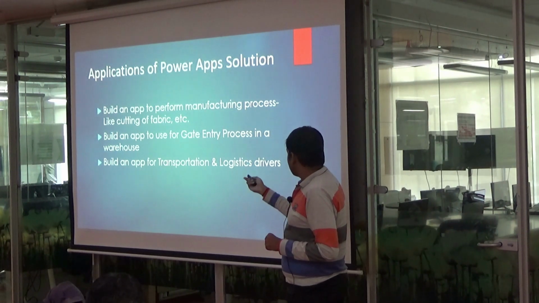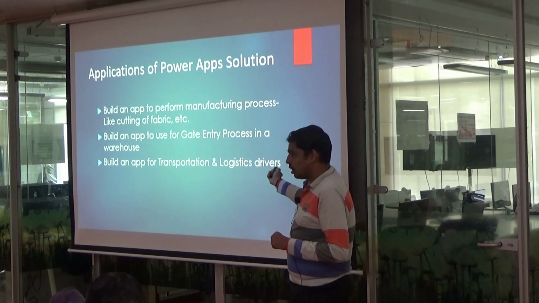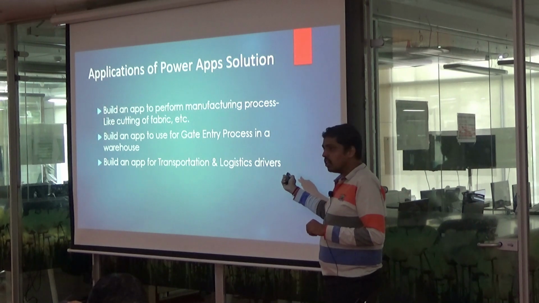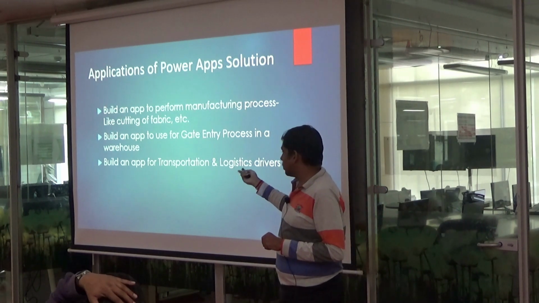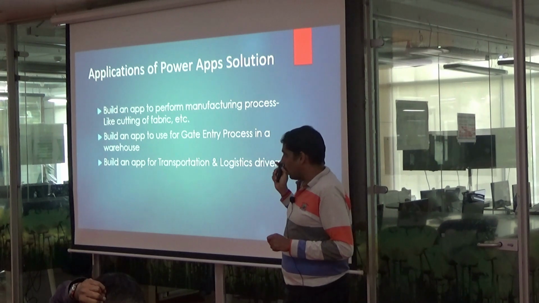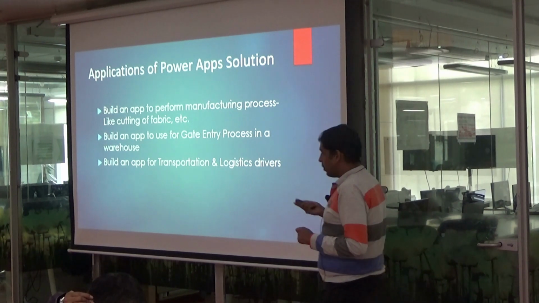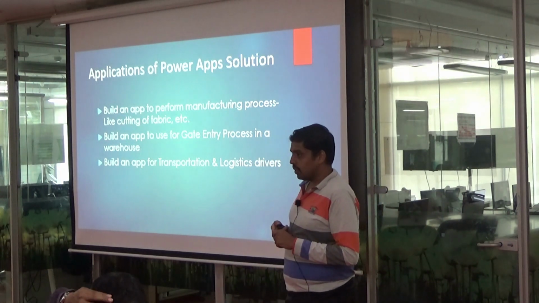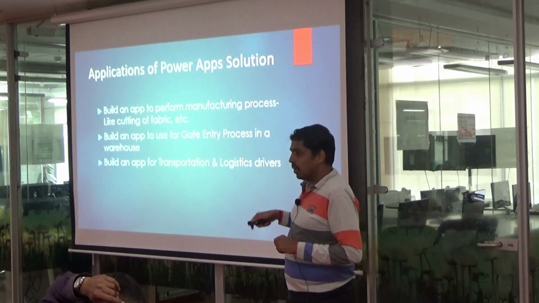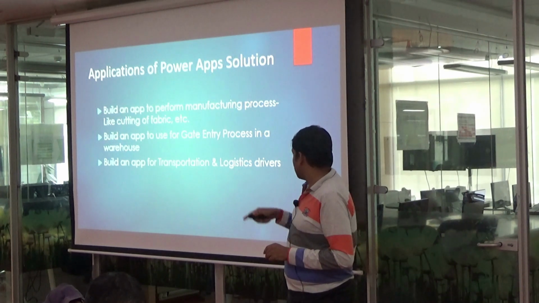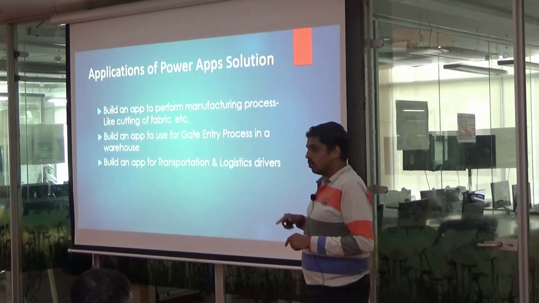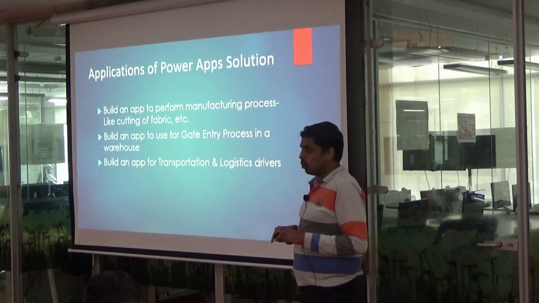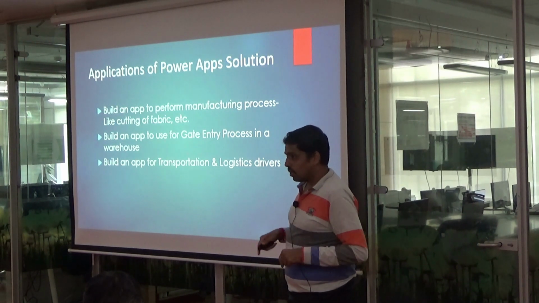It can also be used by transportation and logistics drivers. In the same e-commerce example, a lot of goods are carried by different logistics operators. When you are able to track the shipment of Amazon on your website, this Power App solution can be used in those places by transporters and logistics persons to track the shipment, where it is available and how much delay has been noted. So Power App solutions can be used in that context.